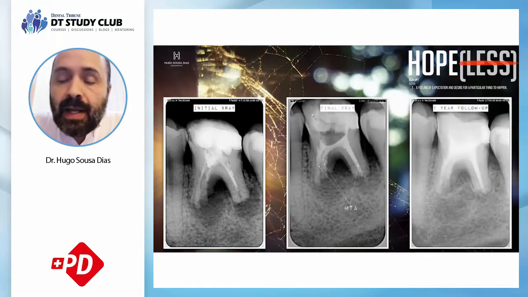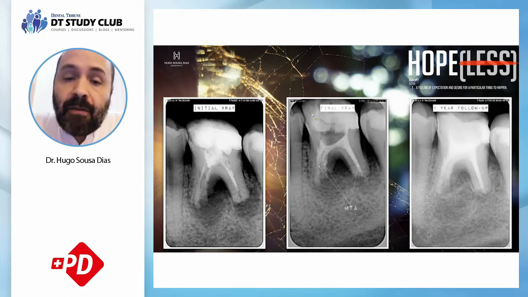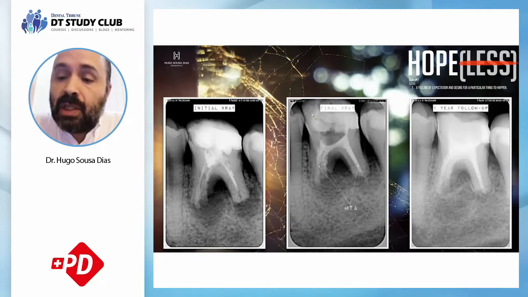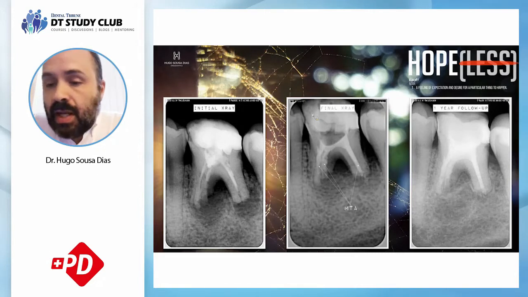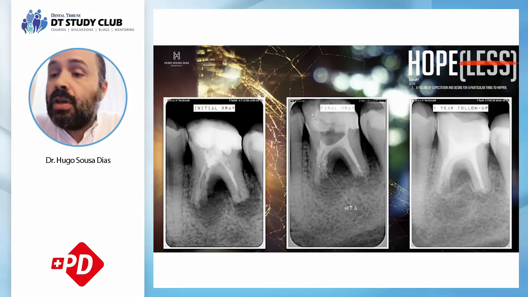And I have here the final X-ray and the 1-year follow-up. In this 1-year follow-up, it's possible to see that I have a completely healed apical area. The result is completely amazing. I can recover all the bone in the furcal area and in the distal area, and I have a tooth with a very bad prognosis in the beginning that can remain in the mouth 1 year later.